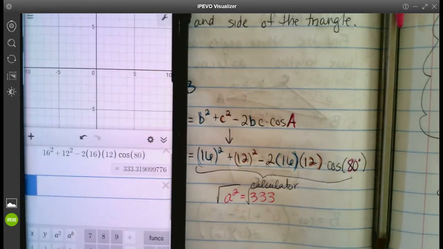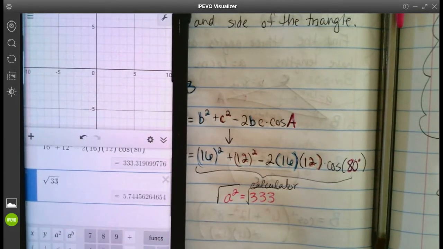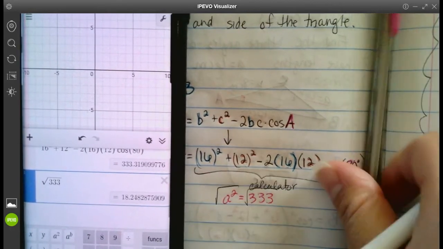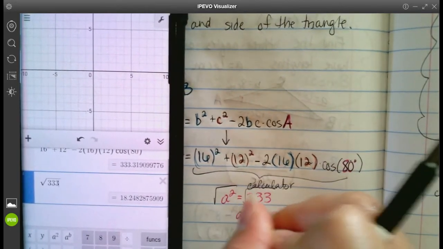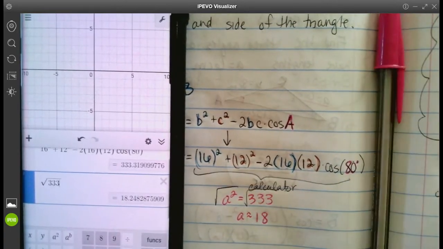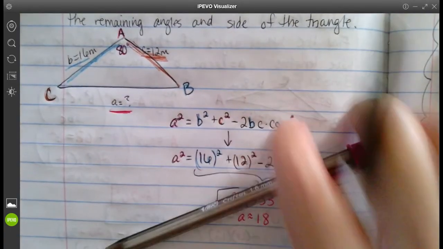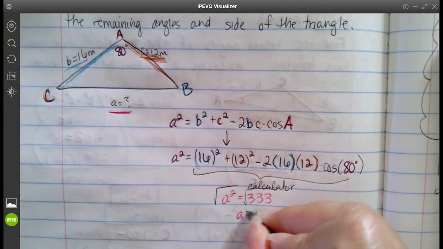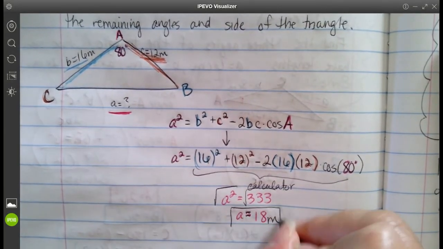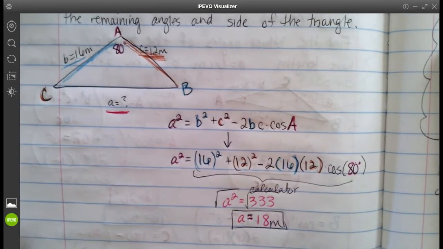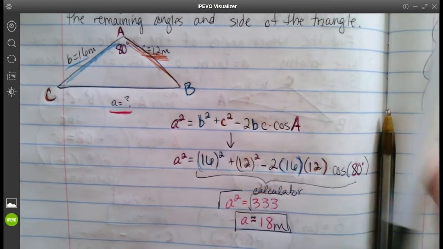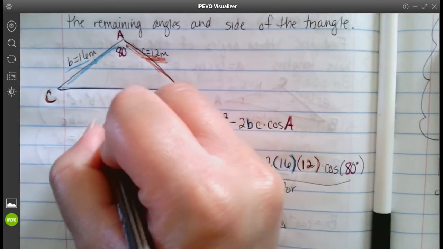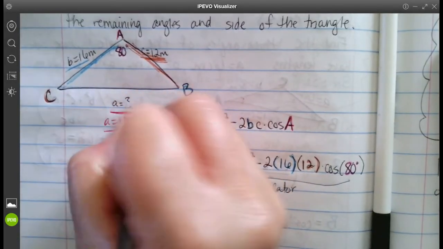We need to square root this to solve for a. So I'm going to do that right here. The square root of 333 is about 18.24. So I'm going to say that a is about 18, and we're looking at centimeters, or meters, I'm sorry, 18 meters. A is equal to about 18 meters, and there's one of the sides. Okay, so now we have all three sides. This is a is equal to 18 meters.